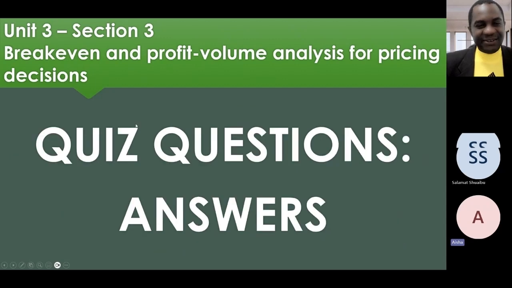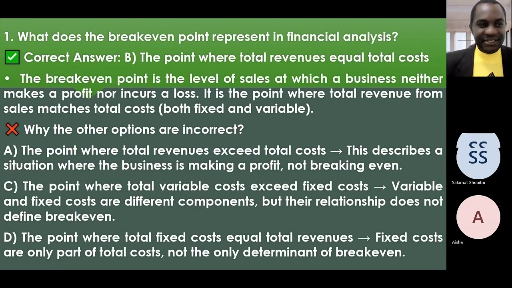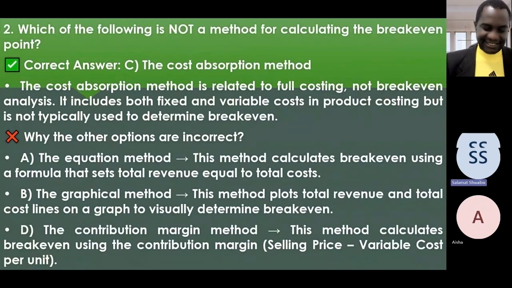All right, so end of the quiz. Judgment day. Number 1, B. Wow, they got it. What does the break-even point represent in financial analysis? The point where total revenue equals total cost. Exactly. The break-even point is the level of sales at which a business neither makes a profit nor incurs a loss. It is the point where total revenue from sales matches total cost, both fixed and variable. Exactly. Nice one. All right, let's go to the next.